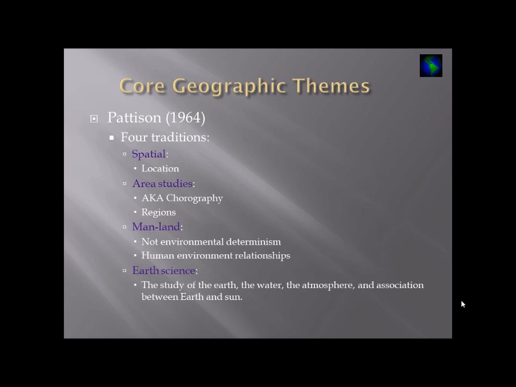There are some core geographic themes. Pattison published this in 1964. It's still sort of a read for everybody that studies geography. I believe I made it available to you. He called it the four traditions. Spatial tradition, which deals with location. Areal studies, also known as chorography or regional studies. Man-land. It's not environmental determinism, it's human-environment relationships.